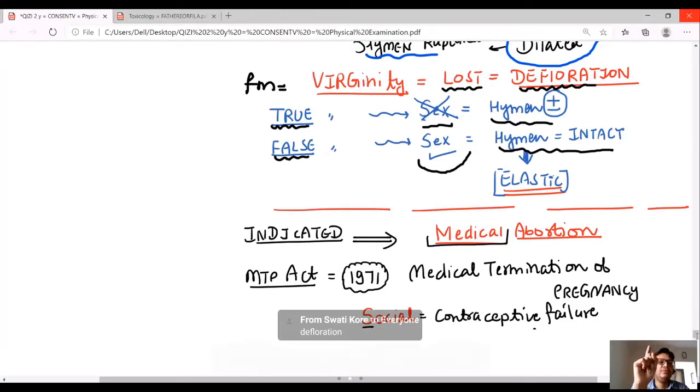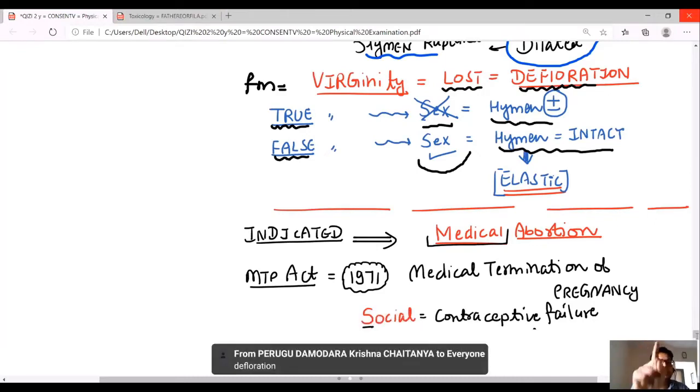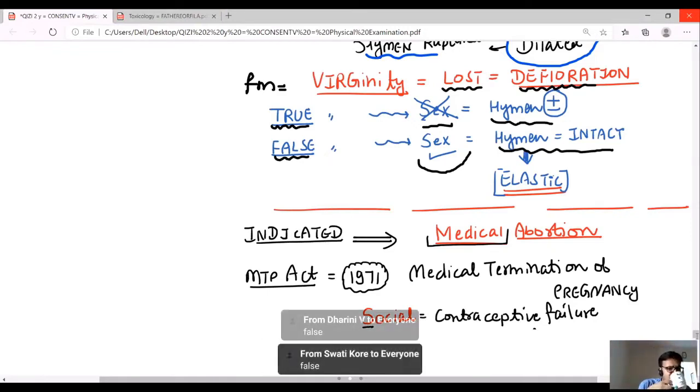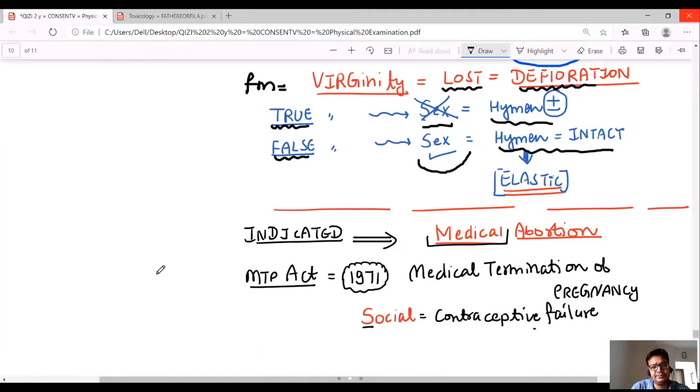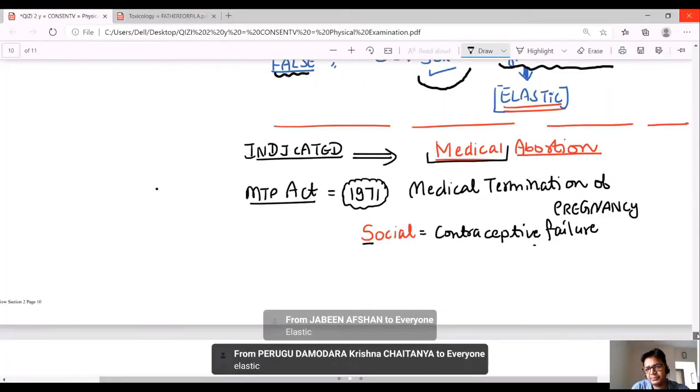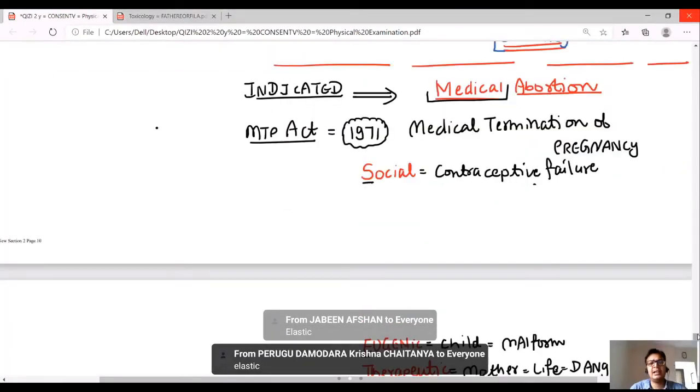Doctor, a female participated in sex, but still the hymen is intact. Is it a true virgin or a false virgin? Yes, participated in sex, still the hymen is intact. It's a false virgin. Which type of hymen is present in a false virgin? Elastic hymen. Yes, friends, it is elastic hymen.